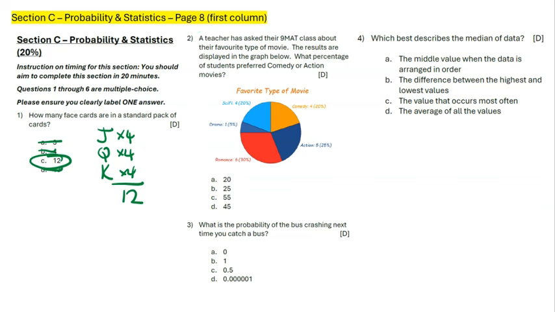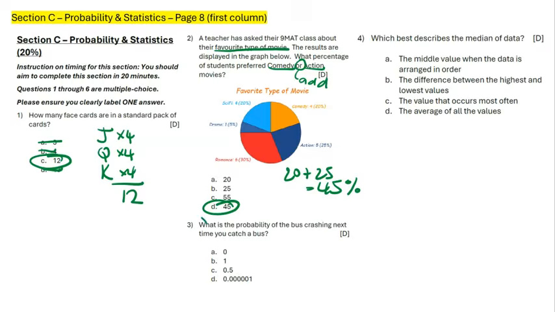So now into question number 2. A teacher has asked their 9 Math class about their favorite movie types, and that explains this. We've got sci-fi, drama, romance, comedy, action, all the good stuff there. The results are displayed in the graph below. What percentage of students preferred comedy or action? So when you see the word or, it normally means you've got to add together the probabilities. So I need to find the probability of comedy, which is going to be this 20% up here. Then you've got the percentage of action, which is over there, and they combine to get to 45%. Hopefully one of those is the option, and that's option D down the bottom there.